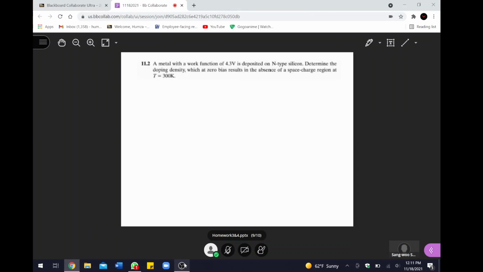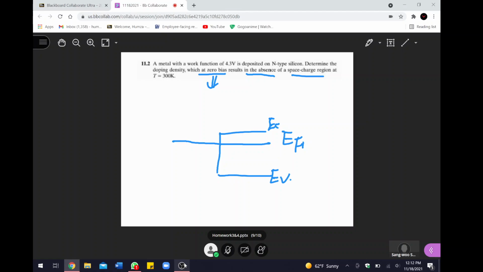And then this one is slightly different. Let's say you have n-type silicon, and the metal work function is 4.3. In here it is asking about zero bias. Zero bias means thermal equilibrium, in the absence of a space charge region at the semiconductor. Which means if I just draw EF at thermal equilibrium for n-type, you have a case like this, so there is no depletion happening in the semiconductor.